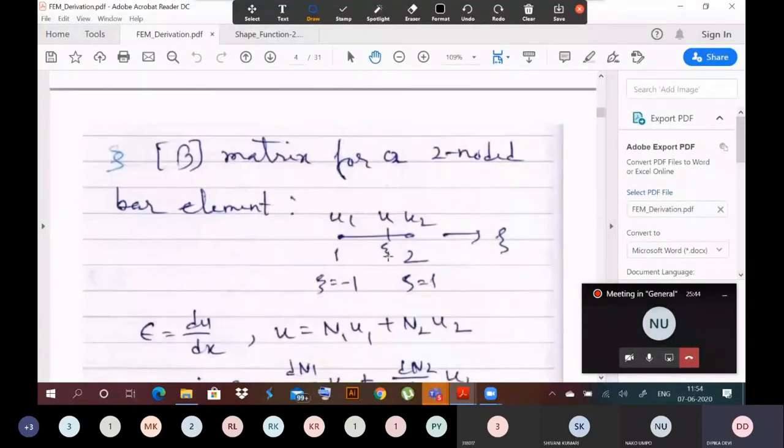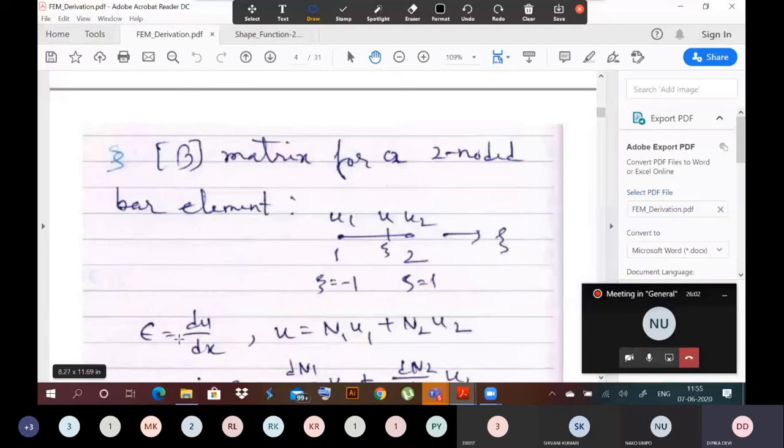Now for a two-noded bar element, each node will have 1 degree of freedom because it is a 1D element. Therefore, we will have only one component of strain and one component of displacement, that is along the xi direction or x direction. So strain will be equal to du by dx. Now u at any point can be given as n1 u1 plus n2 u2. Therefore, what will be epsilon? Epsilon is equal to del u by del x. So it will be del n1 by del x into u1 plus del n2 by del x into u2. That will be my strain.